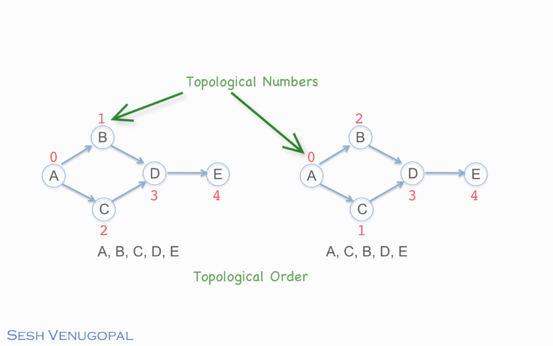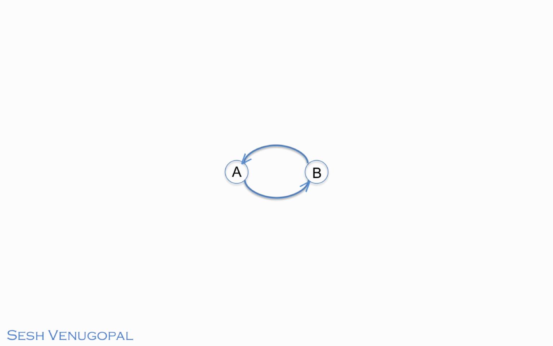Now take a look at this graph. There is a cycle in this graph because there's a pair of edges between A and B in opposite directions. On the one hand, B depends on A, but on the other, A depends on B. This is a chicken or egg situation. Neither can precede the other, which means this graph cannot be topologically sorted.